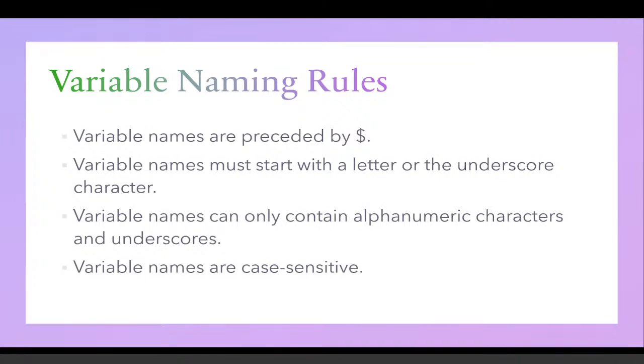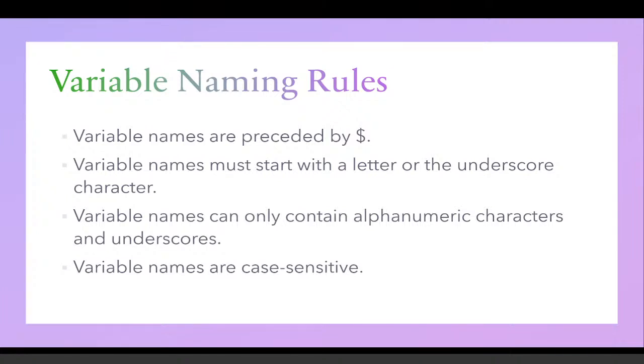Variable names must be preceded by a $ sign. We've said that. Variable names must start with a letter or the underscore character. The underscore character is the only symbol besides the $ sign at the beginning that is allowed in a variable name. Otherwise, it can only be letters and numbers. And you can't start it with a number.